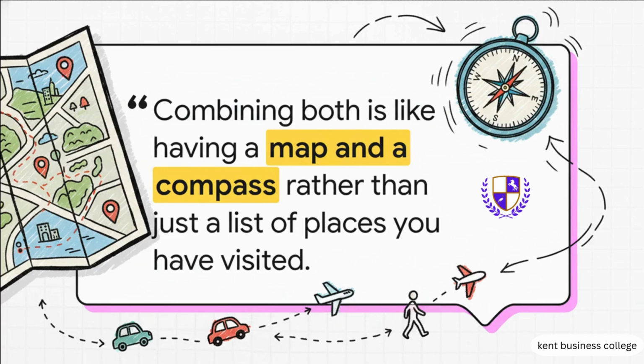And here it is, the key takeaway of this whole thing. Combining both is like having a map and a compass rather than just a list of places you have visited. It's such a brilliant way to put it. Attribution shows you the path people took. Segmentation tells you where your most valuable people are. And together, they give you a complete roadmap to success.